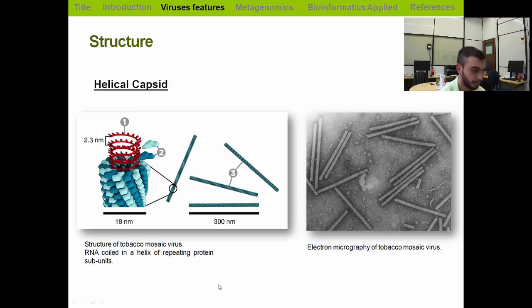And you can see here that there is just one kind of protein, one protein subunit, that arranges in a way that produces this helical capsid. And inside this capsid you have the coded genetic material that can be RNA or DNA, as I'm going to tell you later.